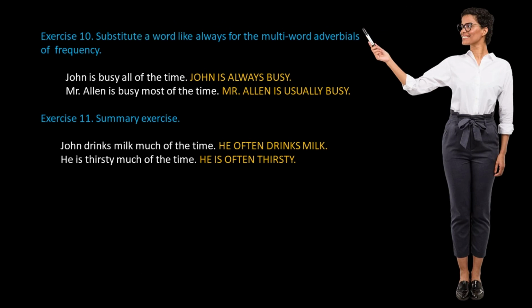Exercise 10 and 11. Exercise 10. Substitute a word, like always, for the multi-word adverbials of frequency. For example, John is busy all of the time. John is always busy. Mr. Allen is busy most of the time. Mr. Allen is usually busy.